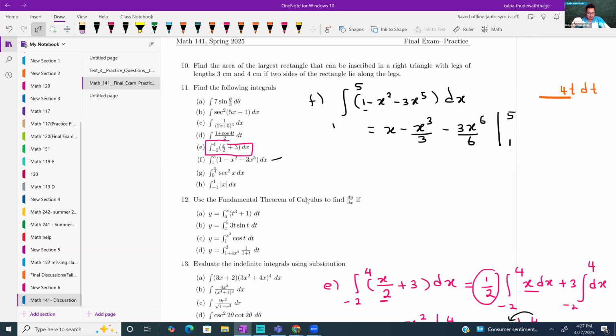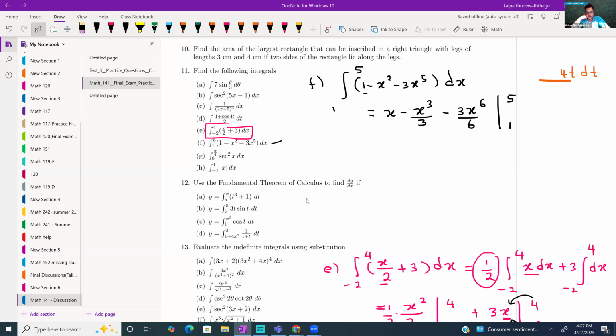The problem is you have to plug 5. But it's okay. Yeah, I can do that. So you plug 5 first, it's like 5 to the power 3 over 3. This is cancelled out, so it's like 5 to the power 6 over 3. And you have to subtract by plugging 1, so it's 1 over 3. It's like actually 1 over 2. This is like actually half.